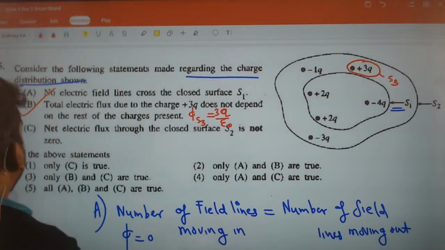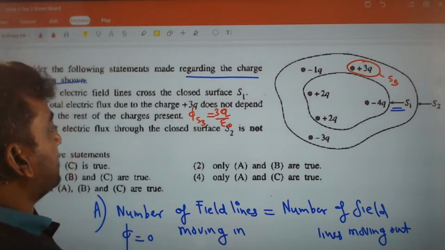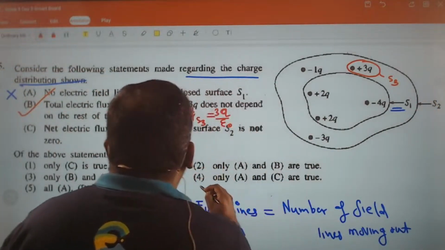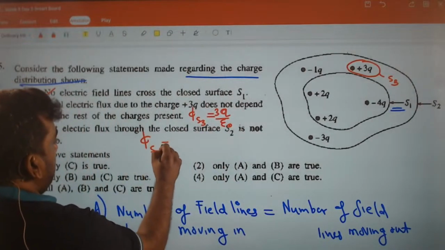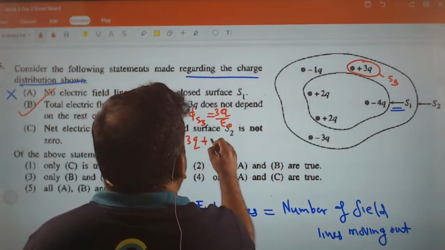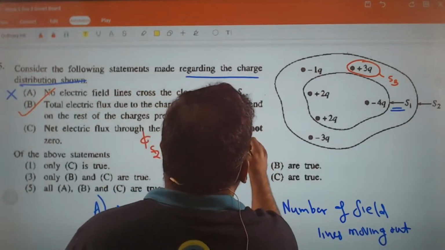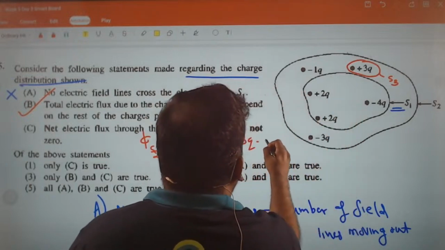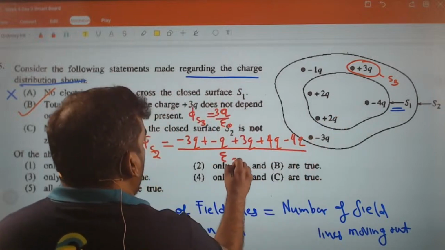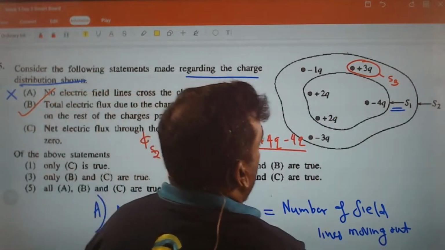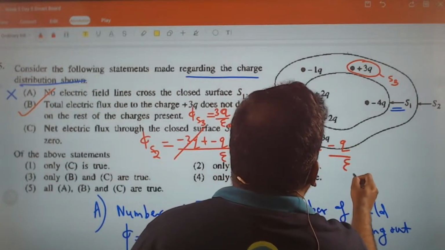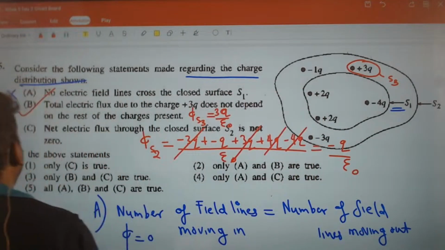Part C. Net electric flux through the closed surface S2 is not 0. If I take surface S2, the sum of charges is minus 3Q minus Q plus 3Q plus 2Q, 4Q minus 4Q over epsilon naught. Minus 3Q plus 3Q, 4Q, 4Q cancel out. Minus Q over epsilon naught. Net flux is not 0, correct.